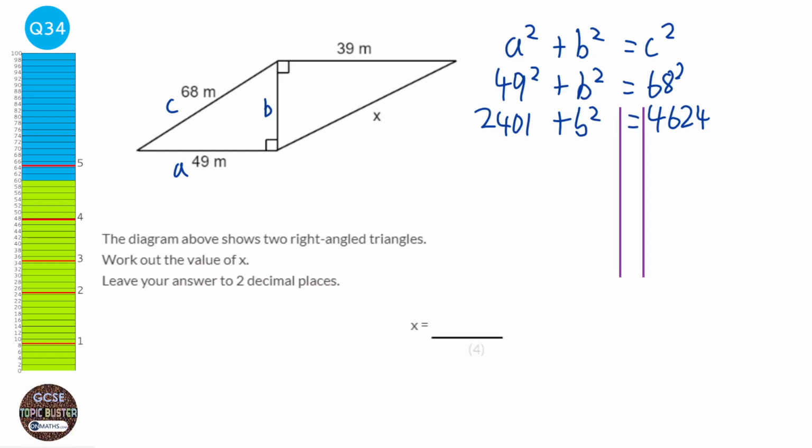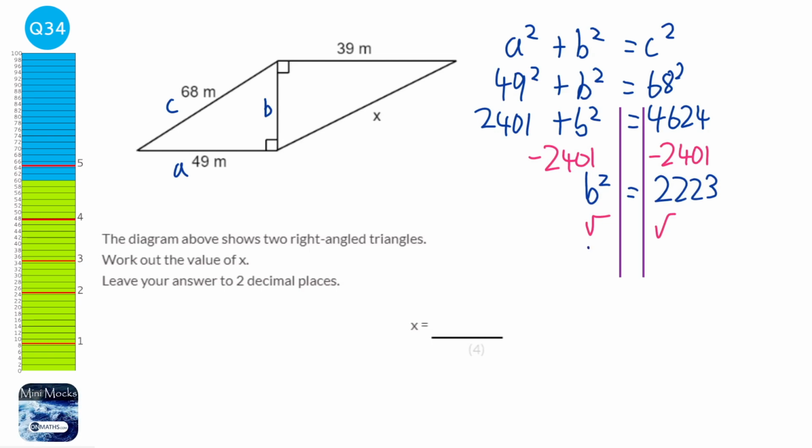So we are solving here, so let's get our lines down. And we're going to start by subtracting the 2401 from both sides. So we've got b squared equals 2223. Then we're going to square root both sides, and we've got b equal to 47.148, blah blah blah. Okay, we're now looking at the second diagram, and this time we're going to have a, we've got our b, and we're going to call x the c.